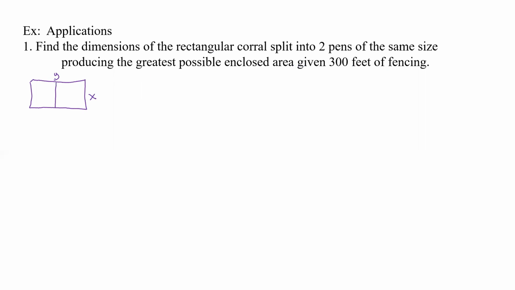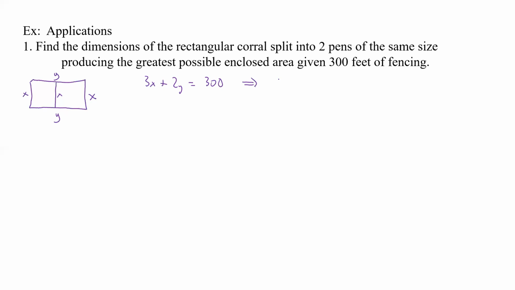So we need to find how much all these are. So if that's x, and that's x, and if that's y, that's y. So that's how much fencing we need to have. 1, 2, 3 x's plus 1, 2 y's. And that's supposed to be equal to 300 feet of fencing, okay? So that's how much fencing we have. So what can we do with that? Well, we could solve for one of the variables. Let's say we solve for y, okay?